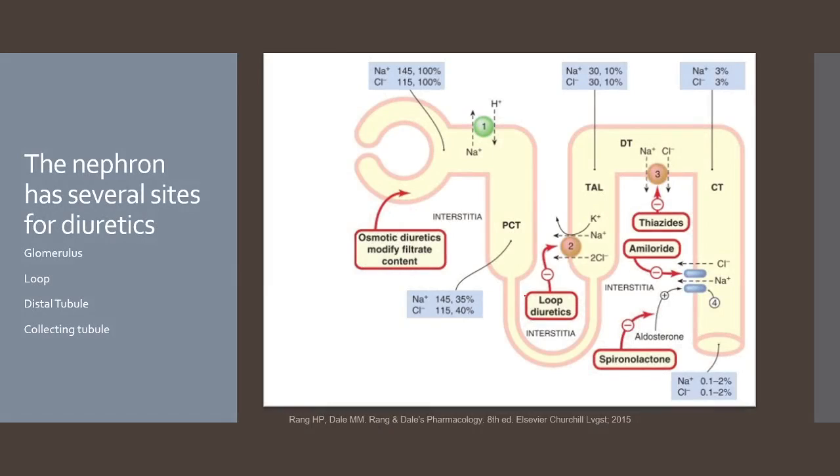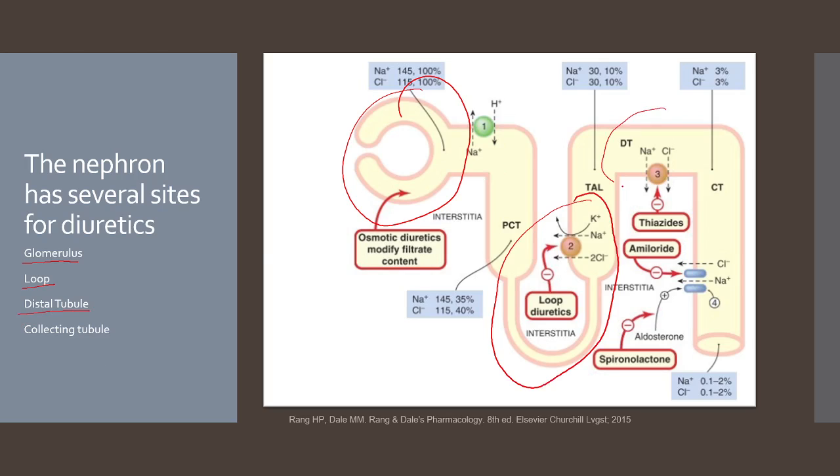To understand how they work, we need to think about the way the nephron works to understand the different sites for diuretics. There are four main sites for diuretics. There's the glomerulus, the loop, the distal tubule, and the collecting tubule.